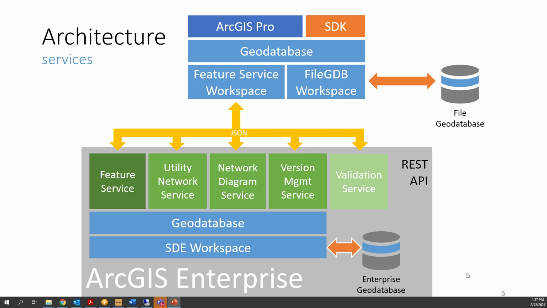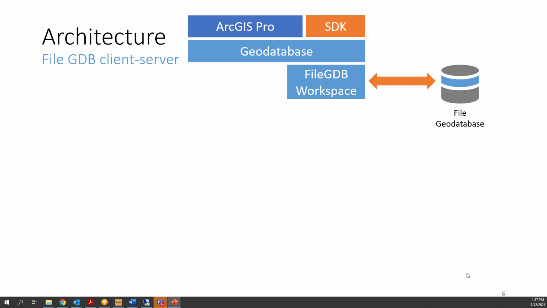Now, this is again just zooming into the picture before. But we're also noting file geodatabases, which is interesting. So if we look at it from the utility network perspective, the utility network can, of course, work with file geodatabases on the client side through sort of a client-server mechanism. And this is the pieces of the infrastructure that you would see. Okay?